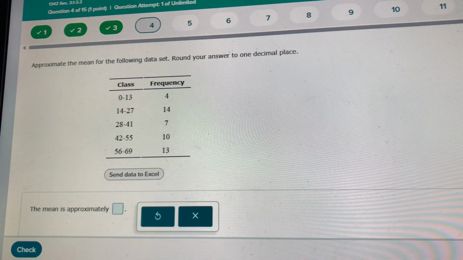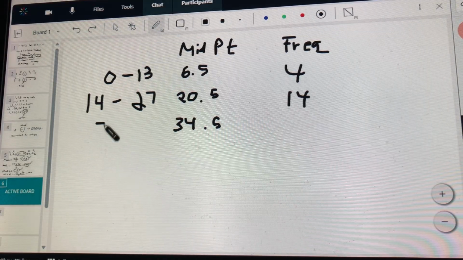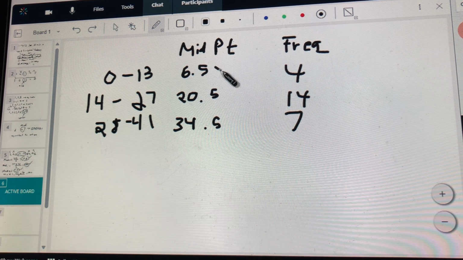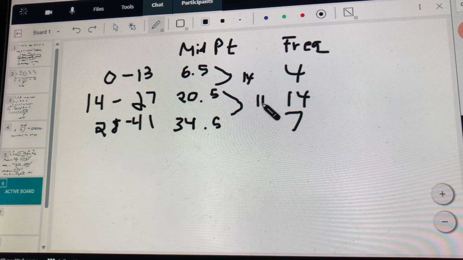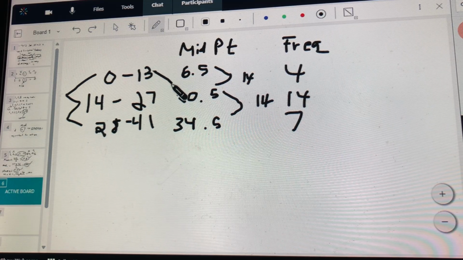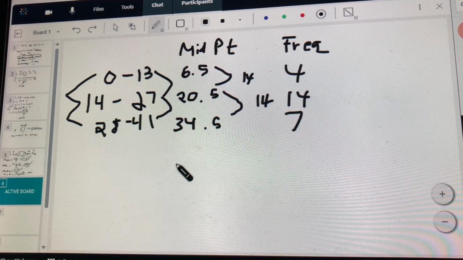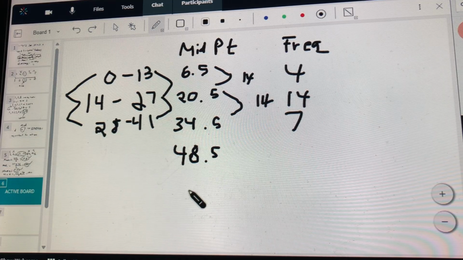That was the 28 through 41, and there's 7 of them. You see here how it's going up 14, and that's because this is going up 14, and this is going up 14, up 14, up 14. So the midpoints will continue to go up by 14, and then you can stop averaging them if you realize that, and just keep adding 14.